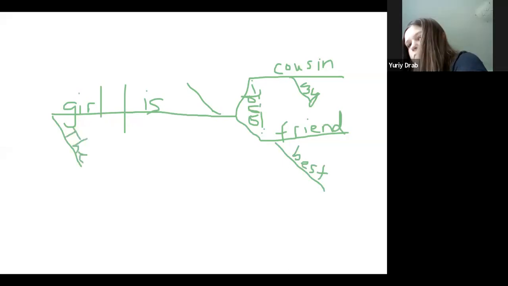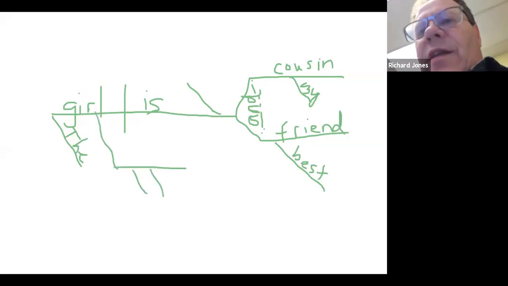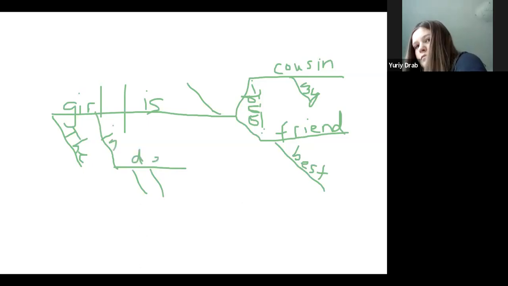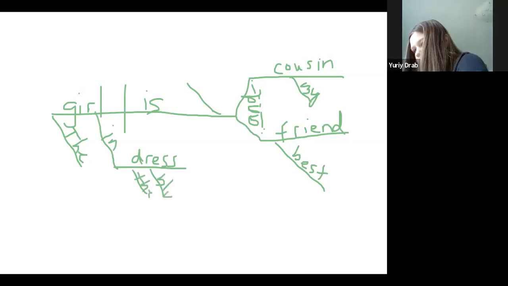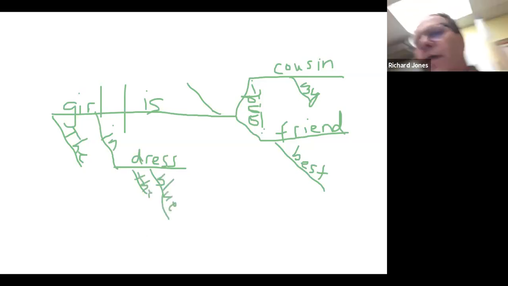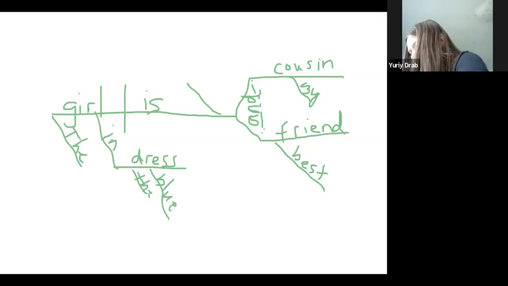The is the first one, the girl. In dress is your object of the preposition: in the blue dress. The second one should look something like this. Probably should be written a little neater than that, but all right. Any questions on that one?